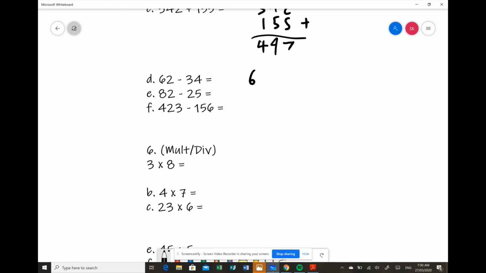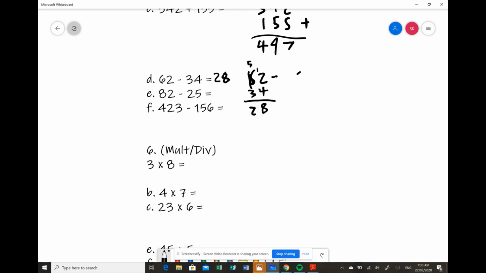Heading down, 62 minus 34. So let's do an algorithm for that one. 62 minus 34. 2 minus 4, can't do that. Let's make that a 5. And this becomes a 12. 12 minus 4 is 8. 5 minus 3 is 2. So it becomes 28.